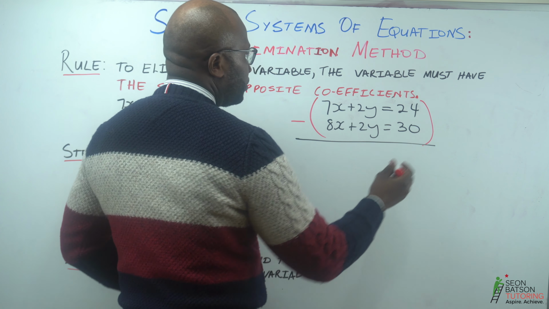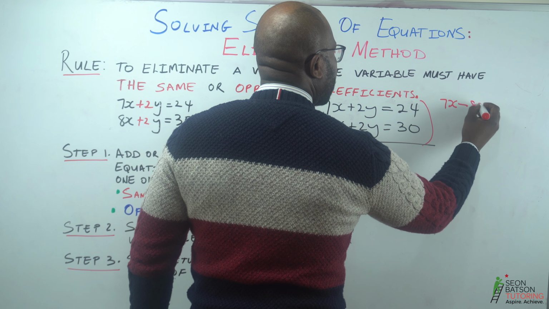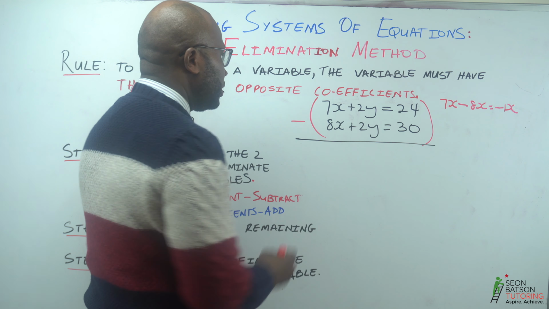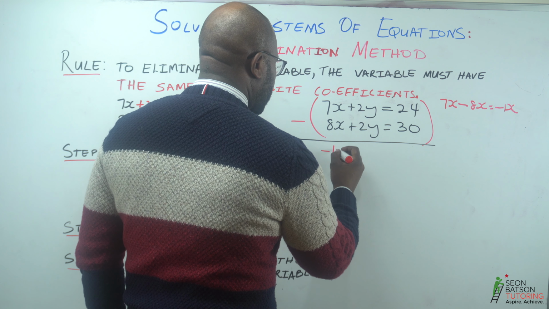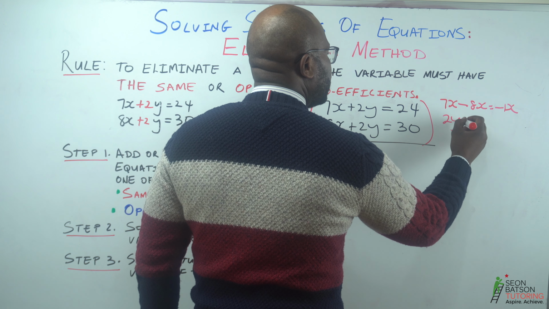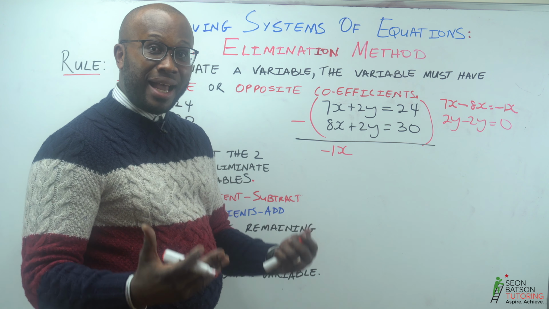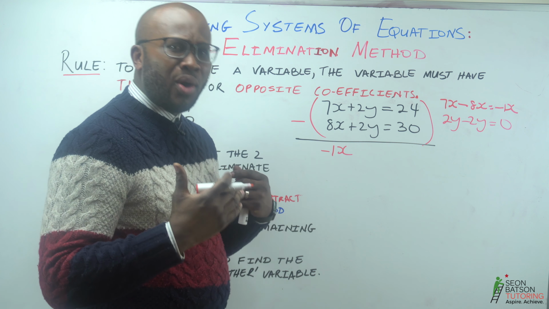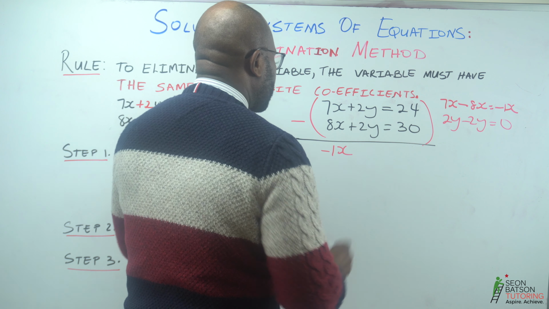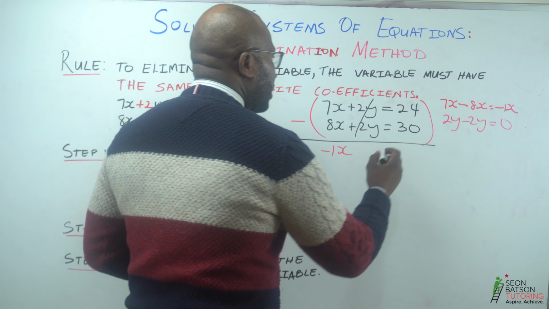So if we do 7x minus 8x, we will get what? Negative 1x. Yes? So we'll have negative 1x right here first. Then if we take 2y minus 2y, we'll get 0. And that's the goal, to eliminate the y. So the y is gone. Say bye-bye y. See you later y. Now, then we'll do what?